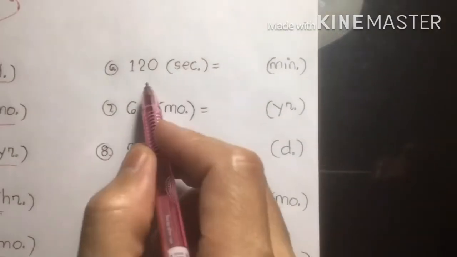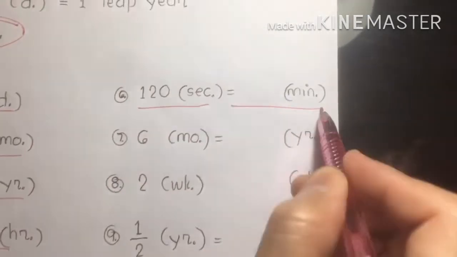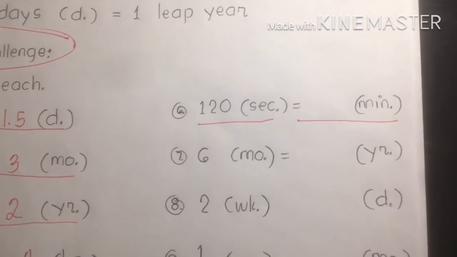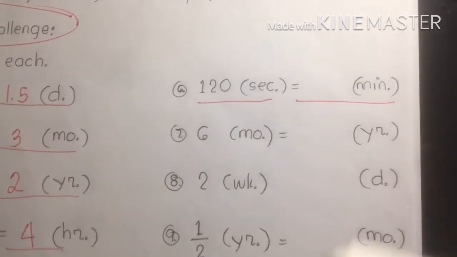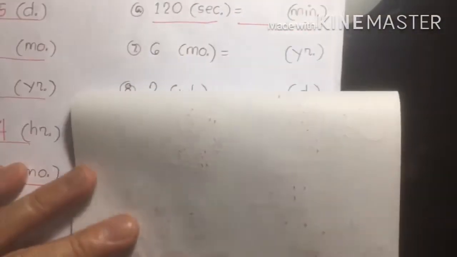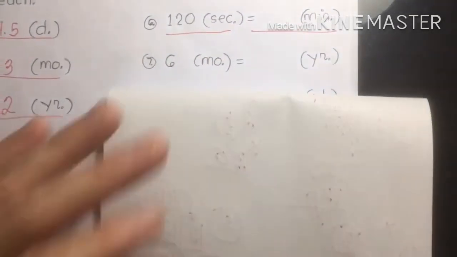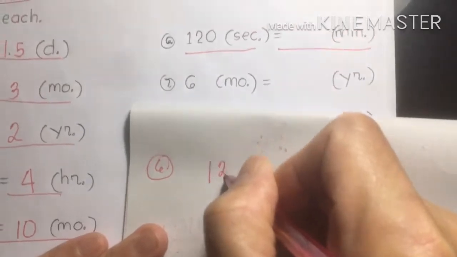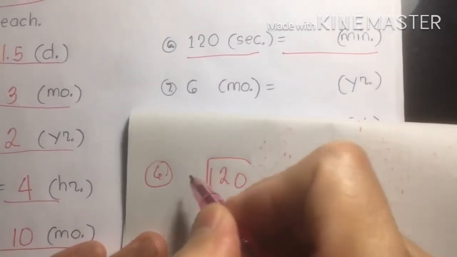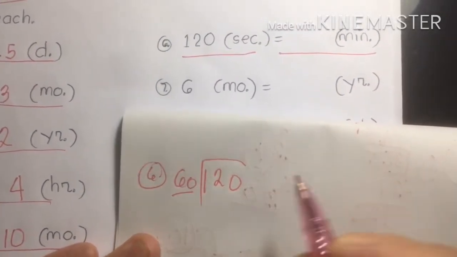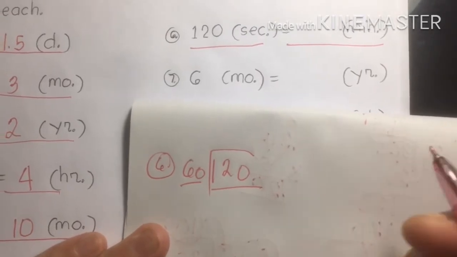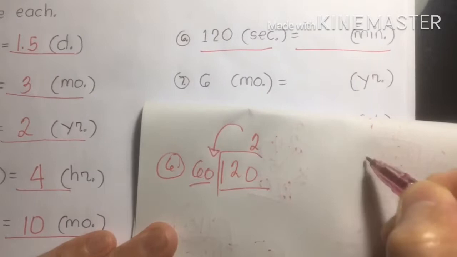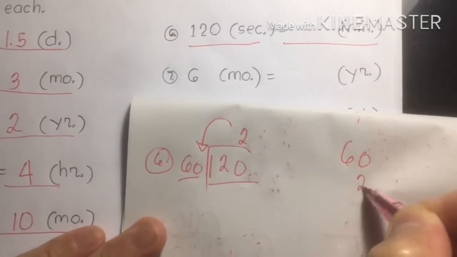So we have 120 seconds. How many minutes? So remember, class, 60 minutes is equivalent to 1 hour. Hope you can follow. So let's first jot down number 6, because we are going to divide 120 by 60. Again, 60 minutes is equivalent to 1 hour. So let's have first 2, then multiply, my dear viewers. So I'm going to show you 60 times 2.